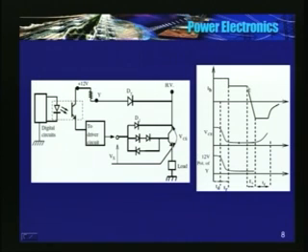This is the required IB that is supplied to the gate, and VCE falls. VCE attains the required value after say TD plus TR, or after T on time. Now, how do I protect the BJT from overload condition? Or in other words, how do I detect the overload condition? During overload condition, the collector current increases above the rated value.